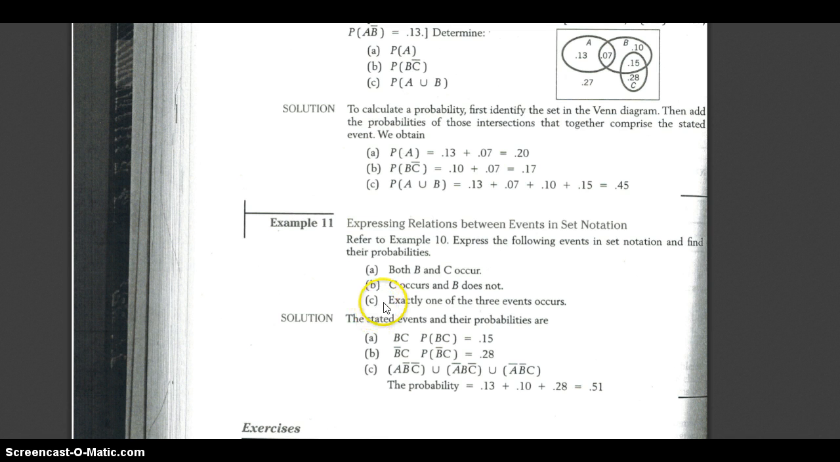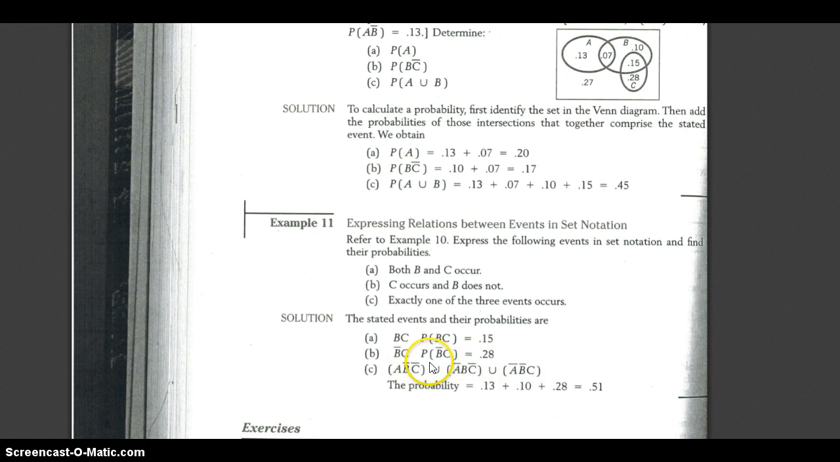And the last question: exactly one of the three events occurs. So we want just one of them, exactly one of them that occurs. It means if A occurs, then we have A occurs, B does not occur, C does not occur. Or, this symbol means or, A does not occur, B occurs, and C does not occur. Or A does not occur, B does not occur, and C occurs. So we have these three cases.